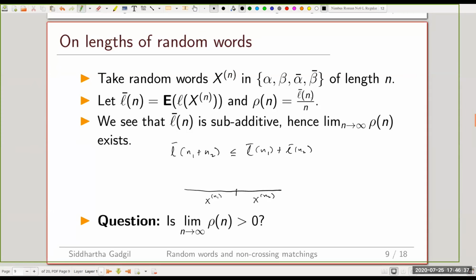Specifically, is it a positive number or is it 0? And in probability, it being a positive number has strong consequences. That is, asymptotically, is the fraction of unmatched letters a positive number or is it 0? Okay, so this is the question that we are going to address today.